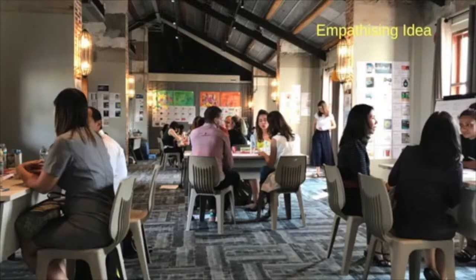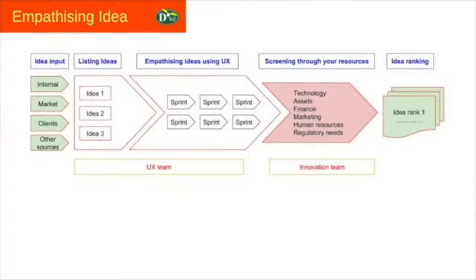We have a standard model. It's a little bit complicated to understand, but I think you can easily understand when I explain. These are the different channels of input for ideas. The internal circles, I already explained. The market, there are a lot of ideas coming from the market. Of course, the clients and users give different ideas. Then other sources. These are the different channels. And these ideas will be listed 1, 2, 3 like that.